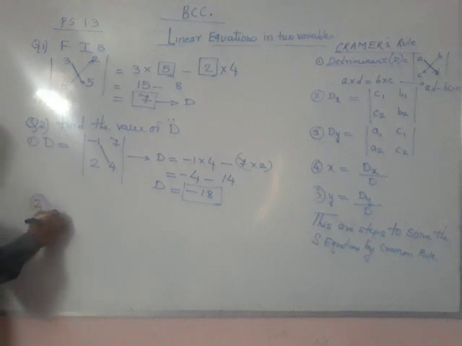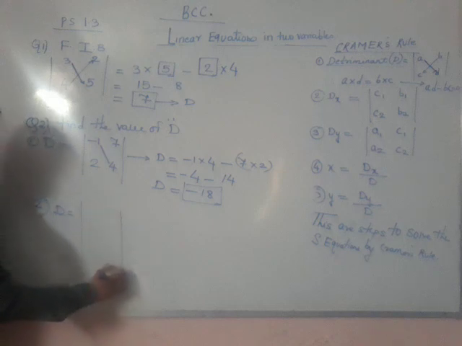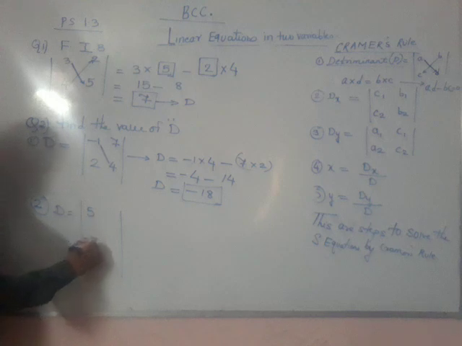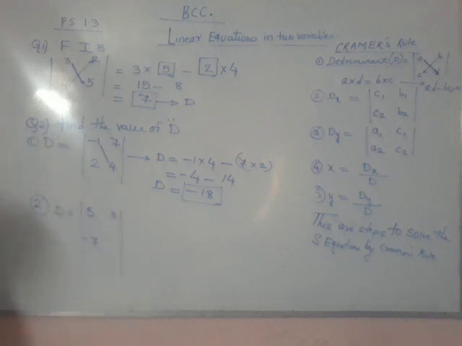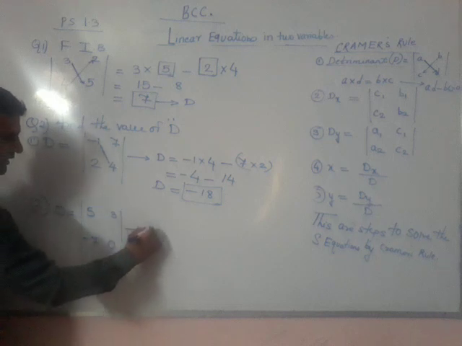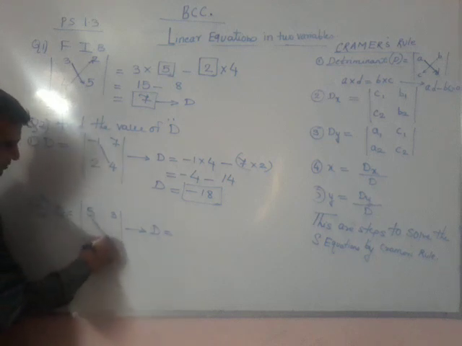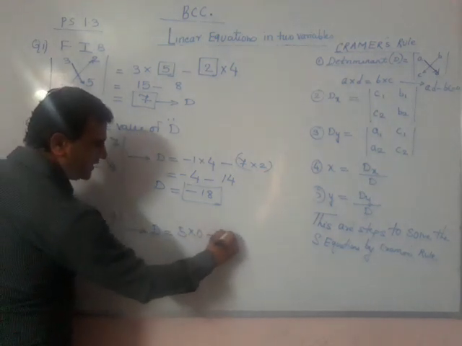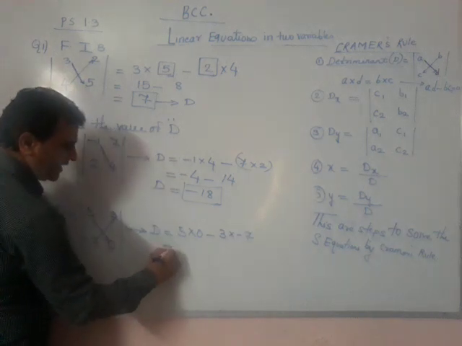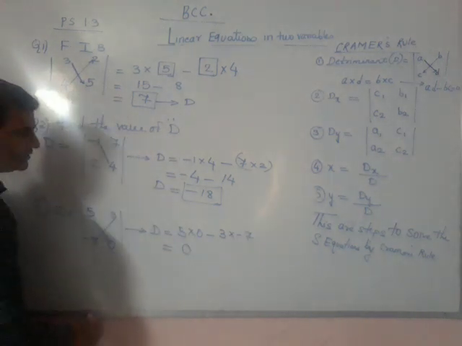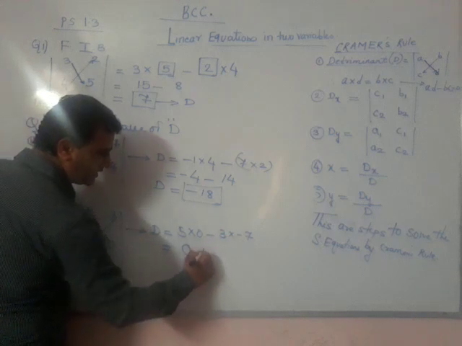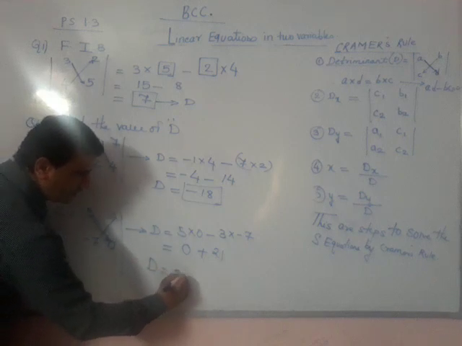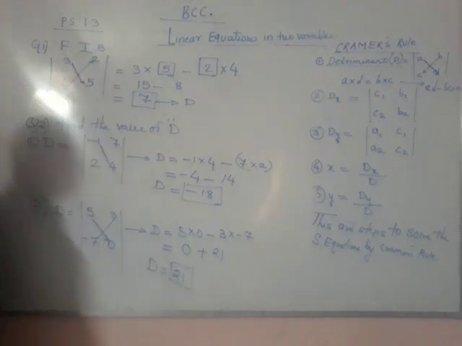Now question number 2 second. D is equals to absolute value open, 5 minus 7, 3 and 0. So D is equals to cross multiply: 5 into 0 minus 3 into minus 7. That will give me 5 zeros are 0, minus minus plus 3 sevens are 21. So D is equals to 0 plus 21, which is just 21.